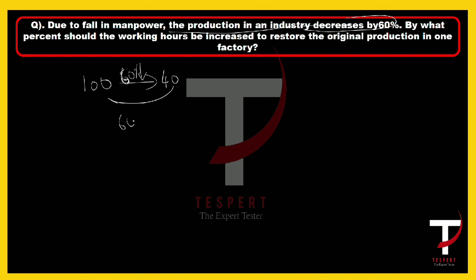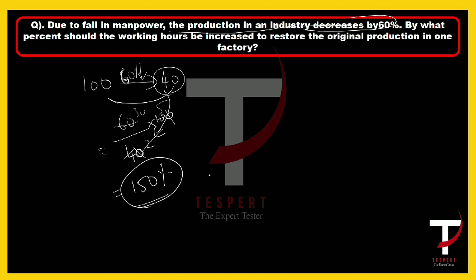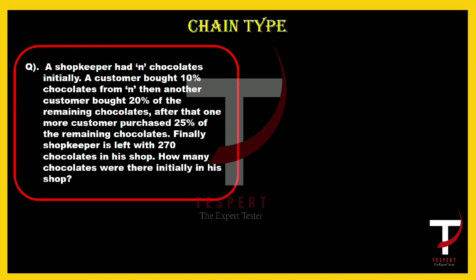We are comparing with 40, no? So let's keep that in the denominator, into 100. What is the value here? Just calculate. The value becomes 150%. 30 into 5 is equal to 150%. So by 150%, the working hours must be increased to restore the original production in that factory. Okay, let's move on to the next slide. Okay, chain type models.